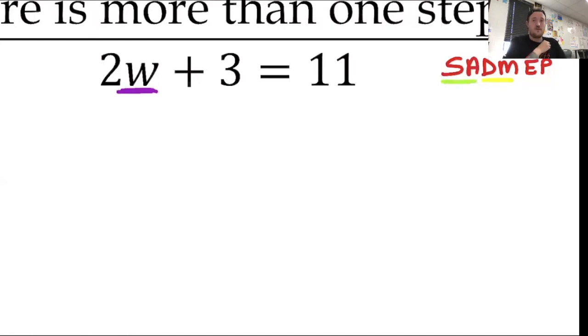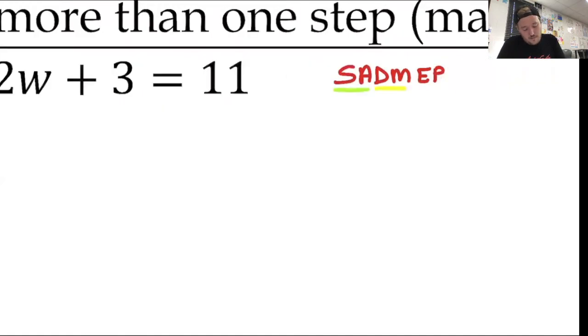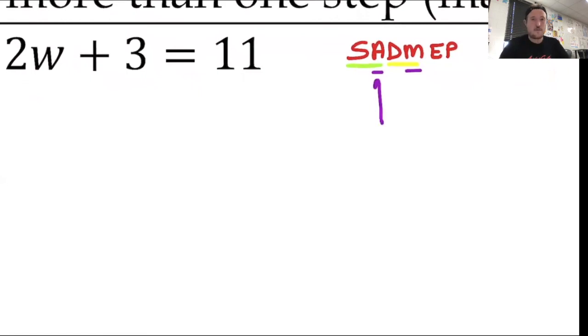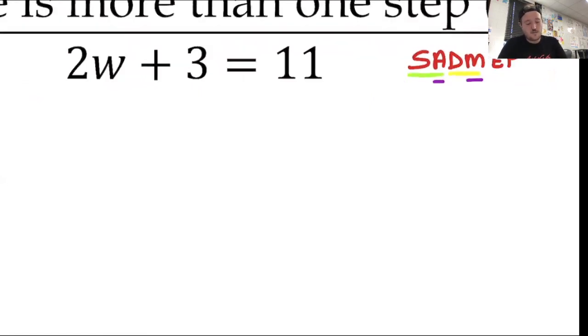So I'm solving for W. Here I'm doing 2 times W, so I have multiplication. And then here I have W plus 3, so I have both addition and multiplication. That tells me I have to do the addition first. I have to get rid of that before I do anything else. Because I have to get rid of the addition, I'm going to subtract 3 on both sides. You've got to do inverse operations.